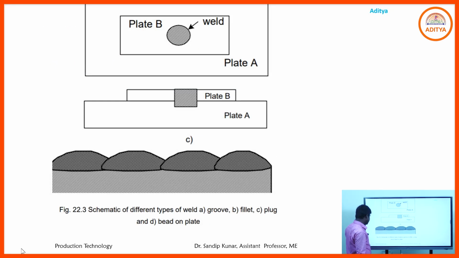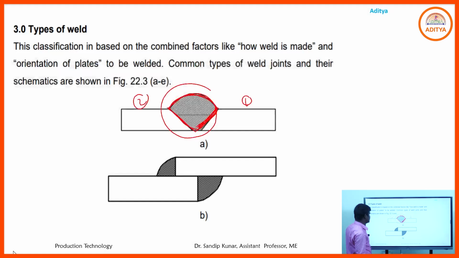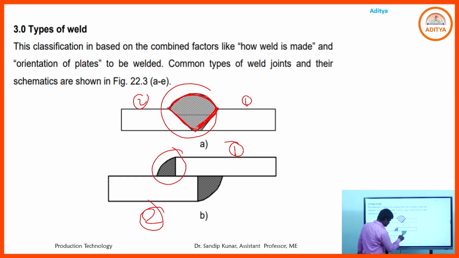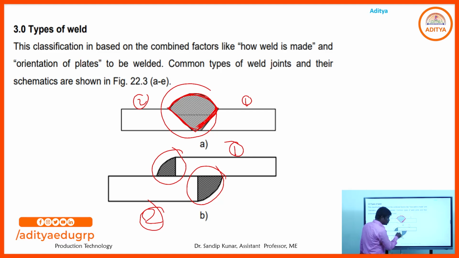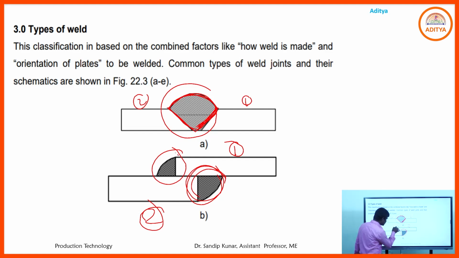Then another is fillet welding. In that case we keep the plates this way, that is plate 1 and that is plate 2, and in that zone we do the welding. After melting the metal, we do the welding in that particular zone, on one surface and then on the other surface. That is the fillet welding.